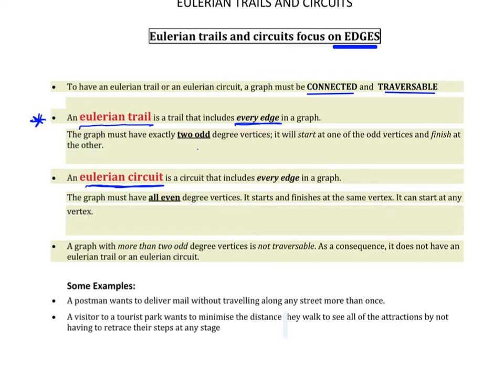A postman wants to deliver mail without travelling along any streets more than once. Obviously, it would be more cost effective if he doesn't have to go back over streets that he's already been down. Or what about the next one? A visitor to a tourist park wants to minimise the distance they walk and see all the attractions by not having to retrace their steps at any stage. Again, getting value for money by not having to go to places that you've already been and along streets that you've already been.